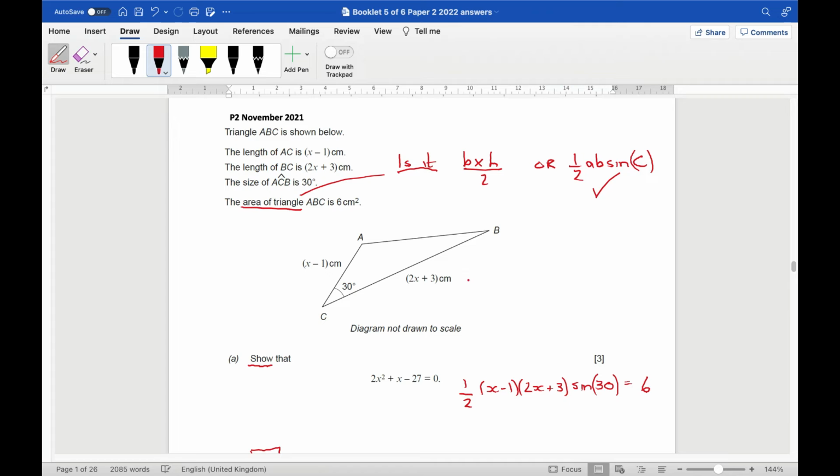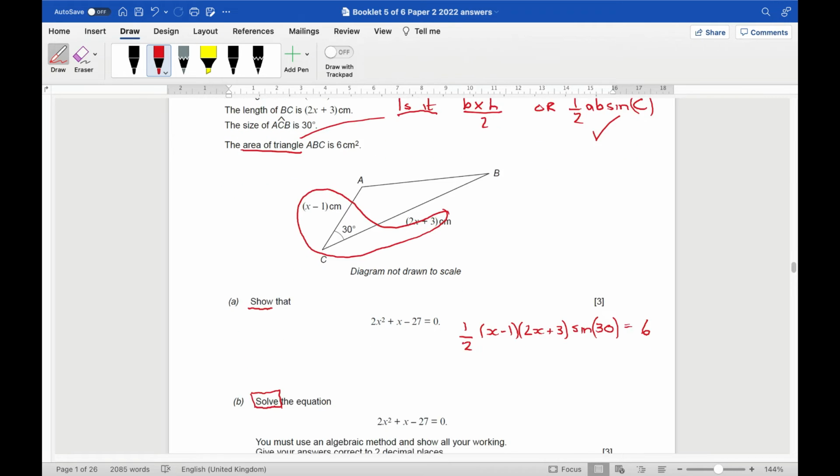Or is it the half AB sine C, which relies on the triplet? It is, isn't it? Yikes. Oh, dear me. So, I've written half AB sine C equals 6. I've put in that instead of A, that instead of B, and that instead of C, and it's there.